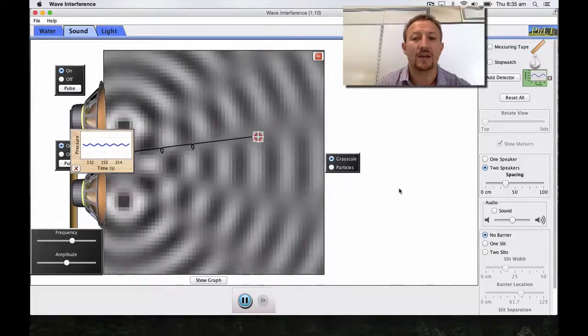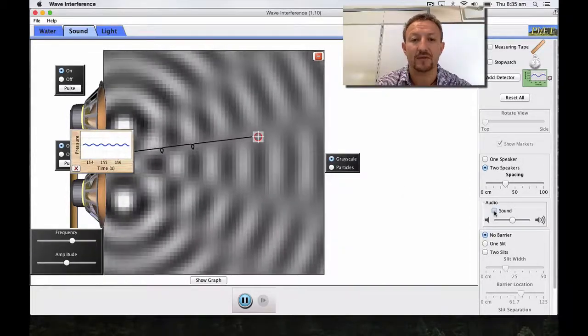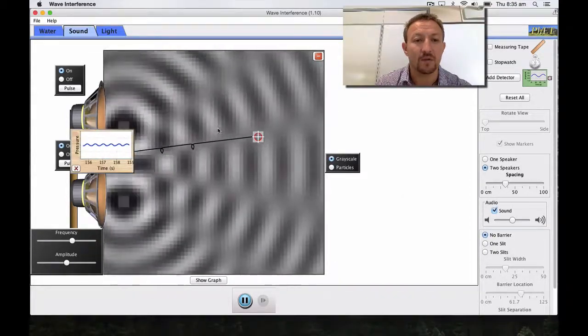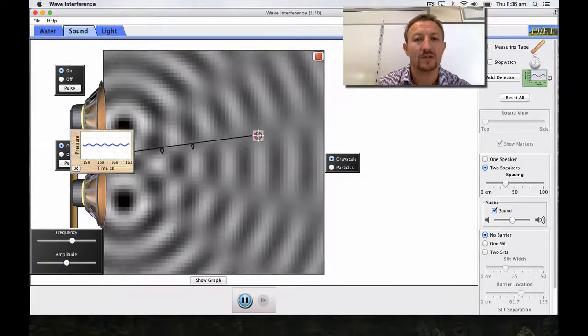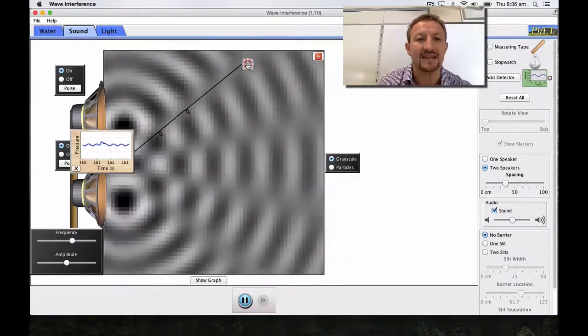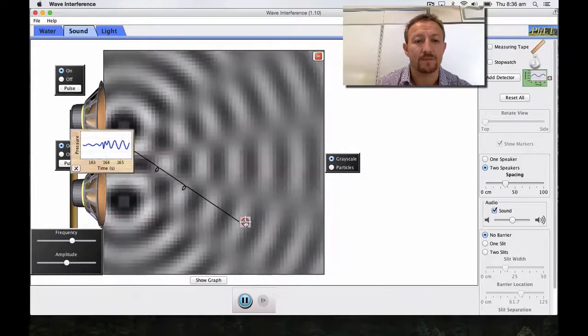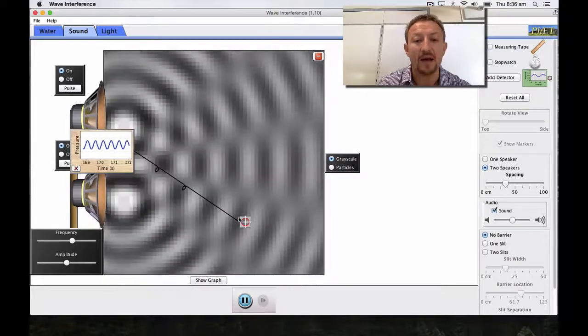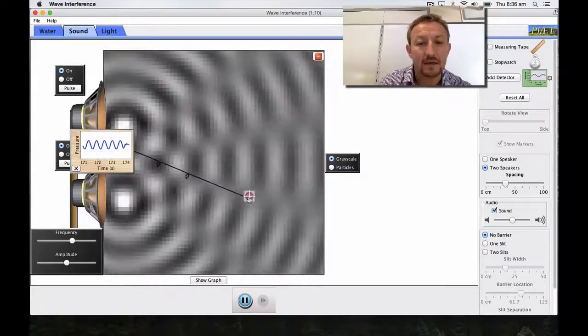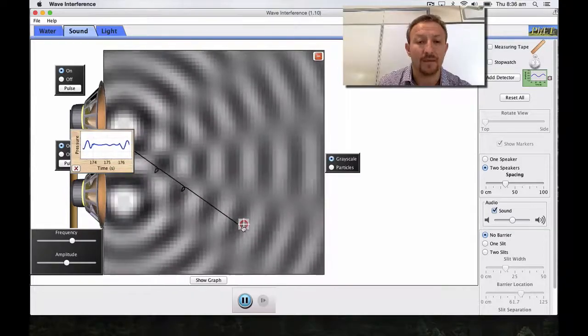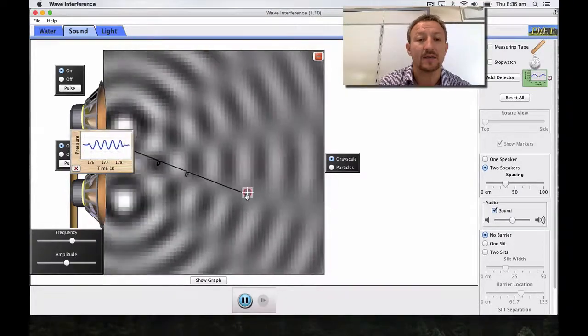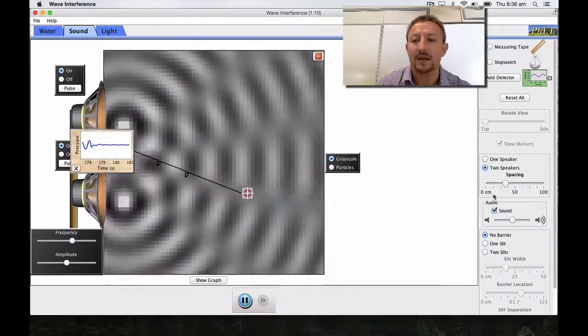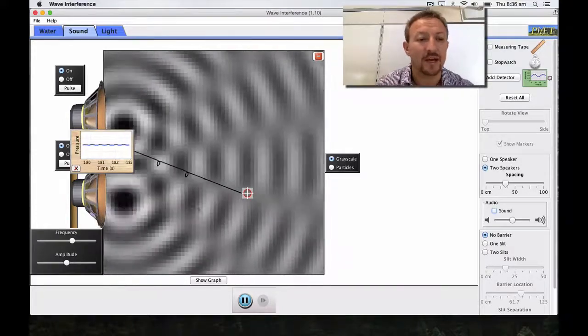Now, a nice thing that we can also do with this is put sound on, so you can see what's going on, but unfortunately you can't see what's happening with the detector as you move across. But you can see here that the amplitude is going to be generated. So you would hear a louder sound generated here than you would here. Okay, let's turn it off because it does get a little bit annoying.